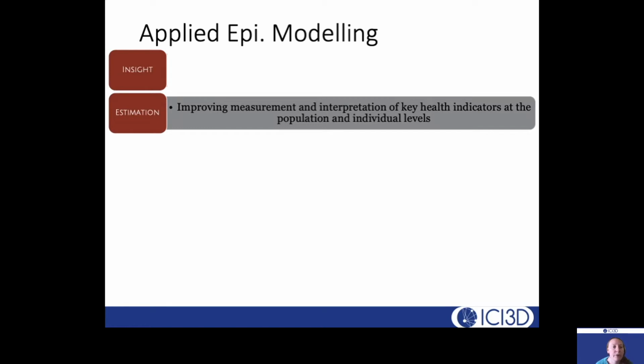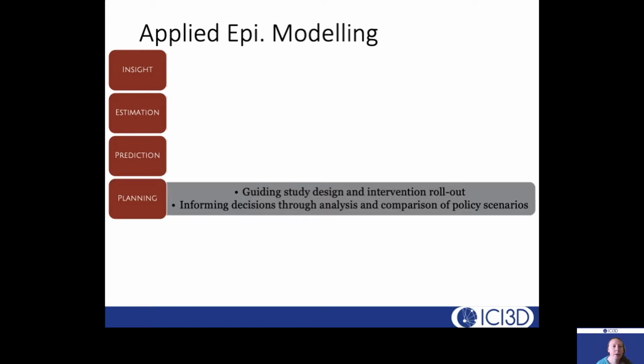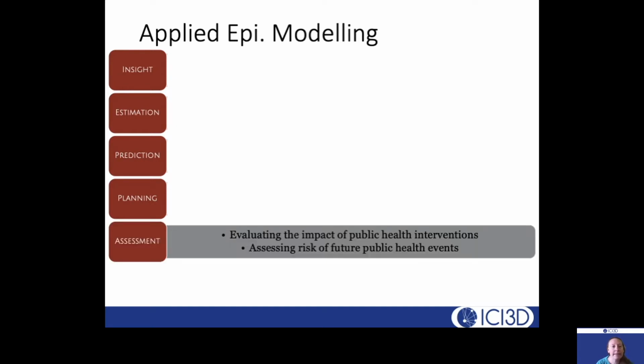By estimation, I'm referring to improving measurement and interpretation of key health indicators at the population and individual levels. By prediction, I mean projection and forecasting of expected future trends. Planning includes guiding study design and intervention rollout, as well as informing decisions through analysis and comparison of policy options. And lastly, assessment means evaluating the impact of public health interventions and assessing risk of future public health events.